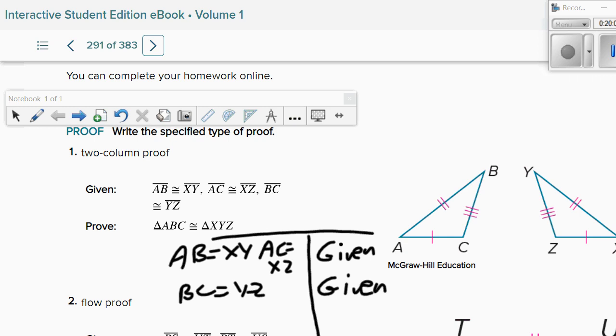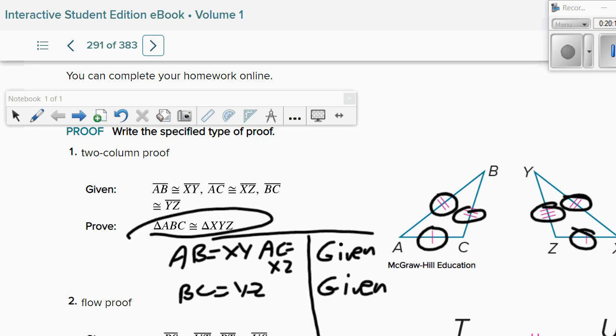So if I look at that, I've got 1, 2, 3 equal to 1, 2, 3. All the sides are equal, and they want me to prove the triangles are equal. Well, can't I do that? I can. So ABC is congruent to XYZ by side, side, side. So it's just a bunch of what you have to do.